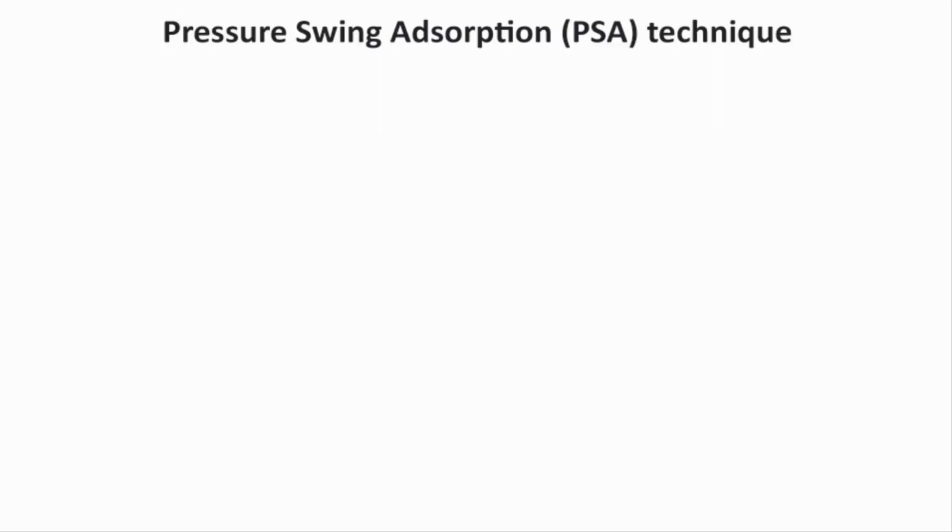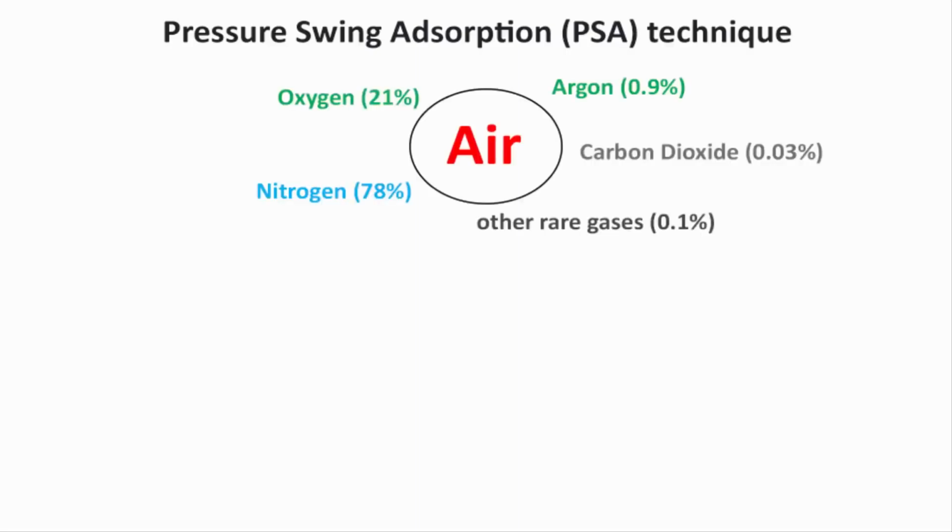In this video, we're going to learn about pressure swing adsorption technology. Now, this technology is used to separate various gases from air. As you all know, ambient air, in other words, the air around us, contains 21% oxygen, 78% nitrogen, 0.9% argon, and 0.1% rare gases.